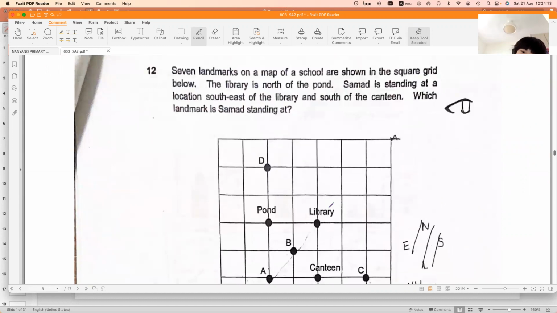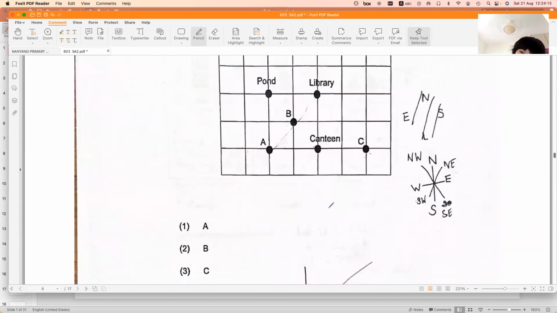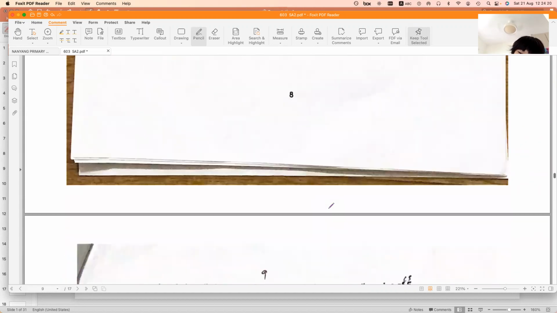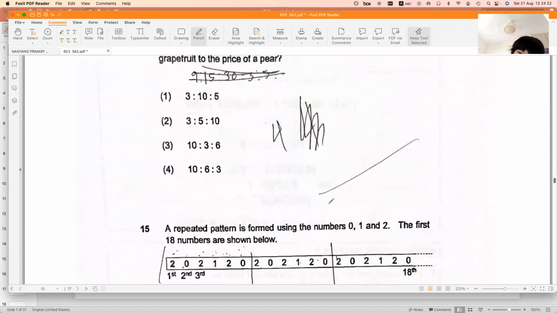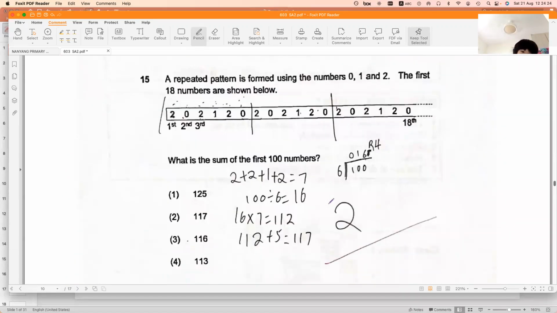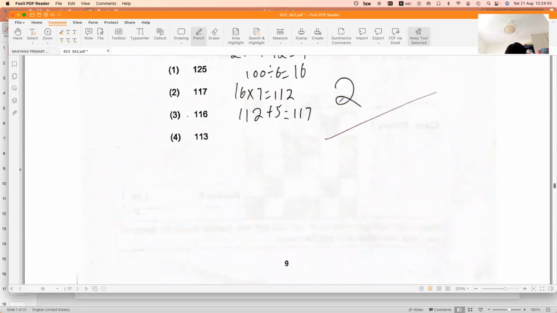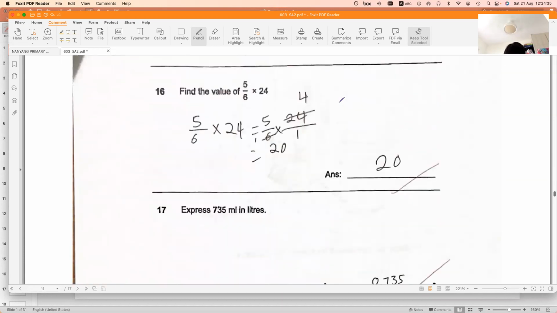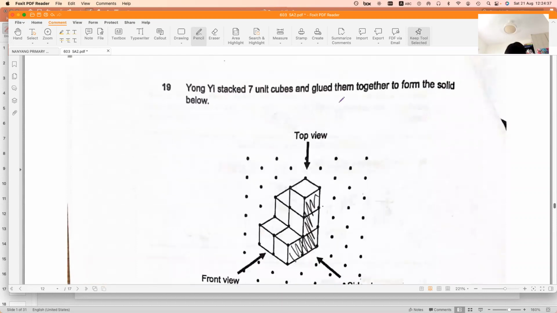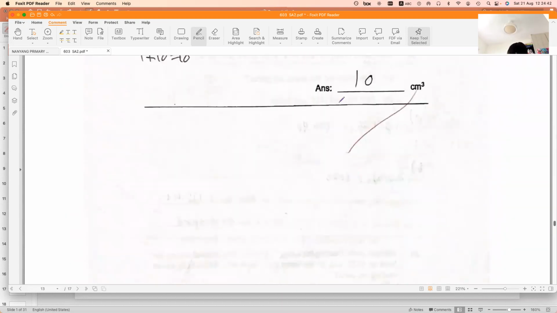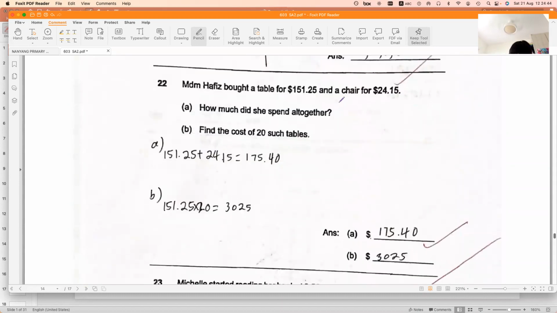Remember, I don't care about answers. I care about the approach. Okay, next, 13. Okay, good. 14. 15. This is the kind of number pattern question. Yeah. So you did the right thing. So you just have to group them together. Next. Okay, looks good. Looks good. The rest.